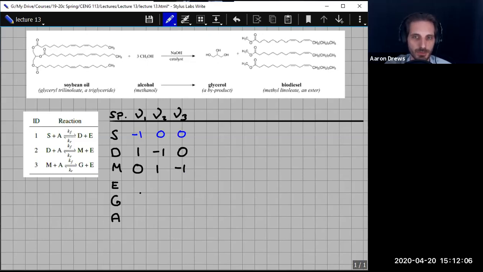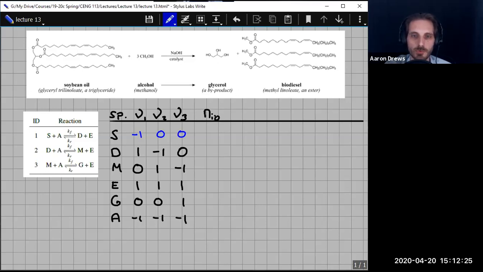Ester, the thing that we want, the E, shows up as a product in every one of them. So it gets a +1. The glycerol only shows up as a result of the third reaction. So we get a 0, a 0, and a 1. And our alcohol gets consumed in every reaction. So we have -1, -1, and -1.